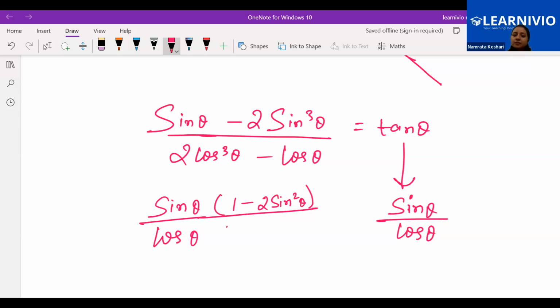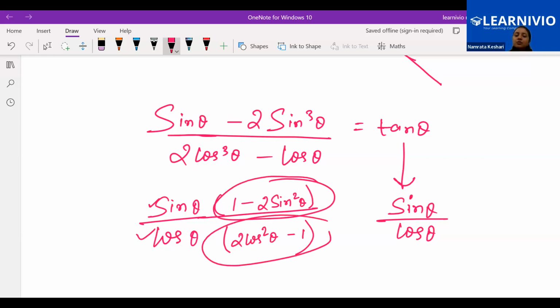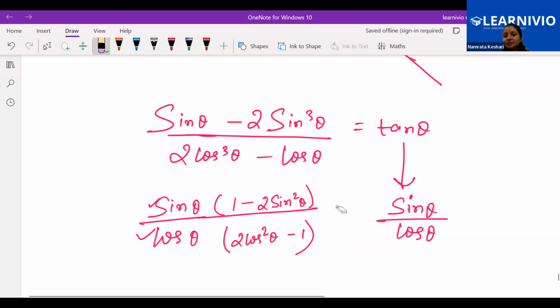Yes. And here, cos cube minus cos, what will be remaining? 2 cos square theta minus 1. Perfect. Now sine by cos is okay. If in any way we are able to cancel out this one and this one, then we are done. But how to cancel, that we don't know, right?